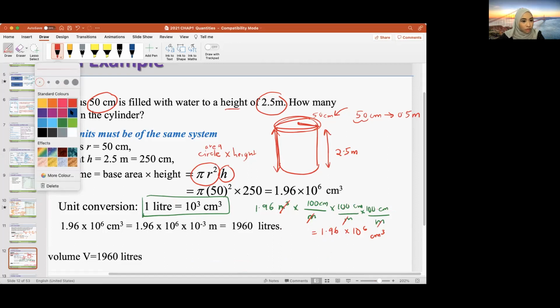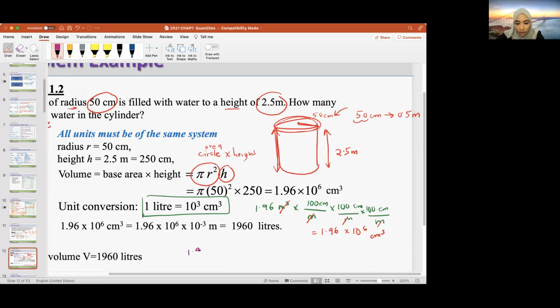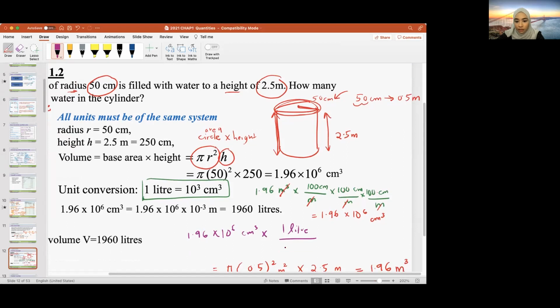So let's use a different color because why not? 1.96 times 10 to the 6 centimeter cube. So 1 liter is 10 to the 3 centimeter cube. How do I cancel out the centimeter cube? So times 1 liter over 10 to the 3 centimeter cube. Or you can just say this as 1000. But I think better to leave it as 10 to the 3 because we are working with scientific notations. So 10 to the 6 over here, 10 to the 3 down there. So when we have division, we just minus it.